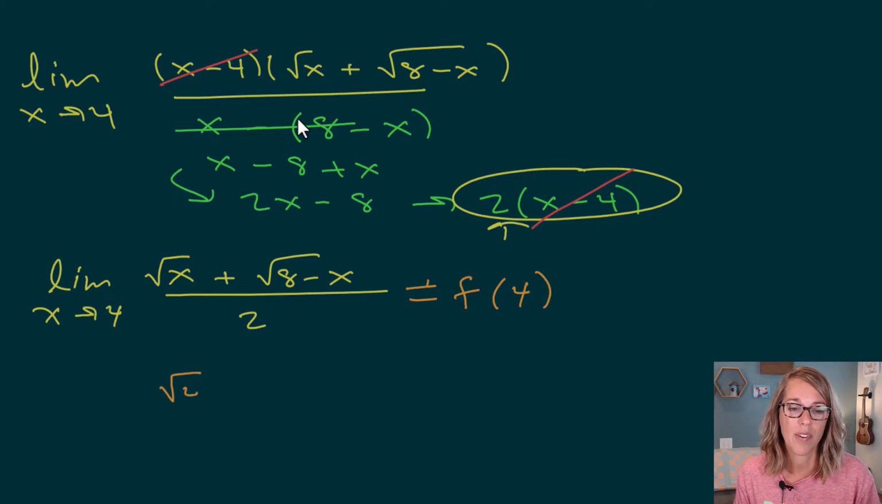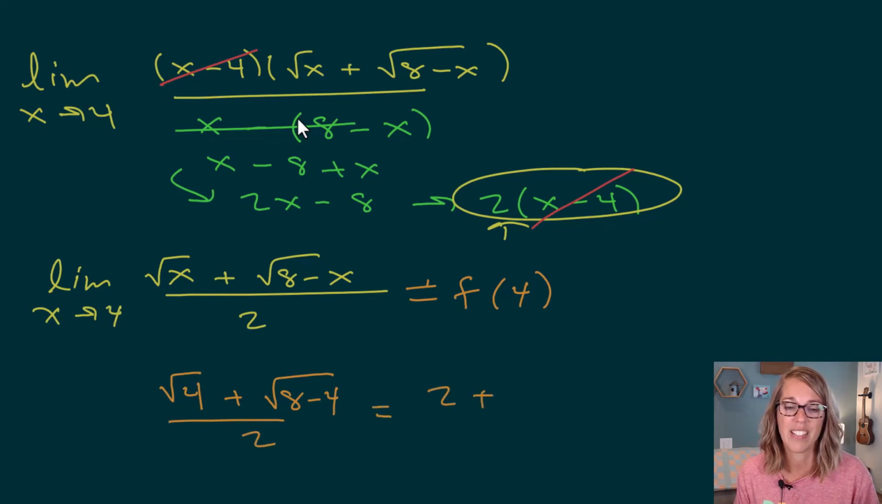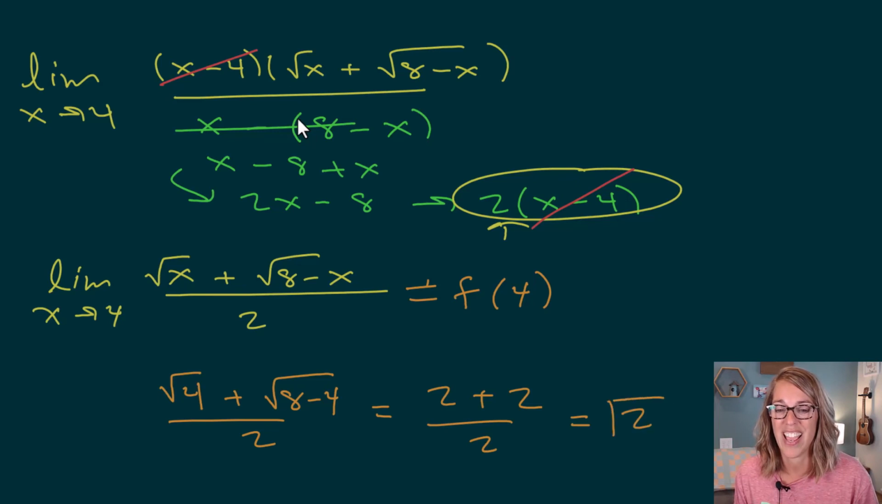So I get the square root of 4 plus the square root of 8 minus 4, divided by 2. Well, this is going to be 2 plus, that next one is also a radical 4, 2, divided by 2. 2 plus 2 is 4, divided by 2 is a 2.